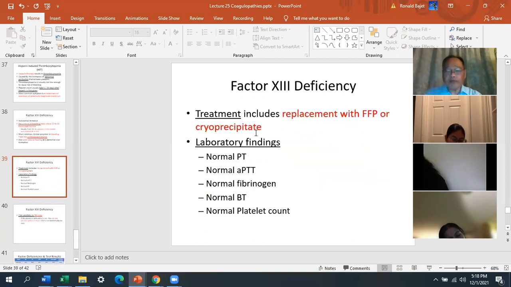A treatment for factor 13 deficiency is usually replacement with FFP, which is fresh frozen plasma, or cryoprecipitate. So these are blood products that contain clotting factors. FFP contains your clotting factors. More concentrated factors are in the cryoprecipitate. Okay. Laboratory findings with factor 13 deficiency: everything's going to be normal. Normal PT, normal PTT, normal fibrinogen, normal bleeding time, and normal platelet count. The only thing missing is factor 13.